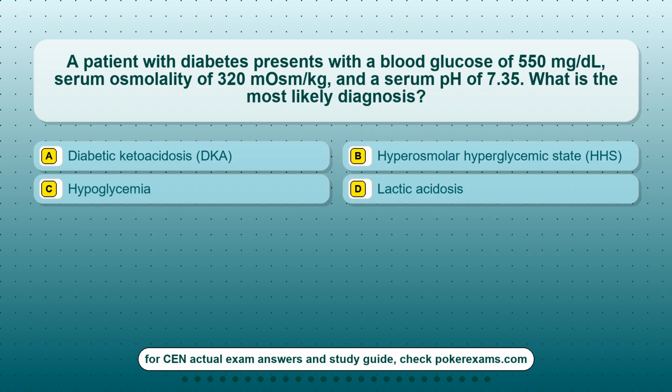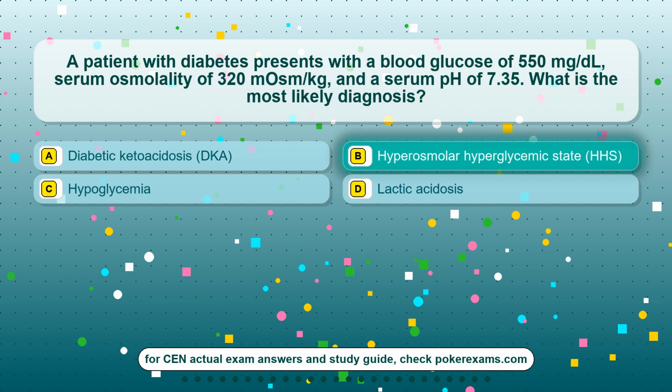Question 11. A patient with diabetes presents with a blood glucose of 550 mg/dL, serum osmolality of 320 mOsm/kg, and a serum pH of 7.35. What is the most likely diagnosis? Option A, diabetic ketoacidosis, DKA. Option B, hyperosmolar hyperglycemic state, HHS. Option C, hypoglycemia. Option D, lactic acidosis.